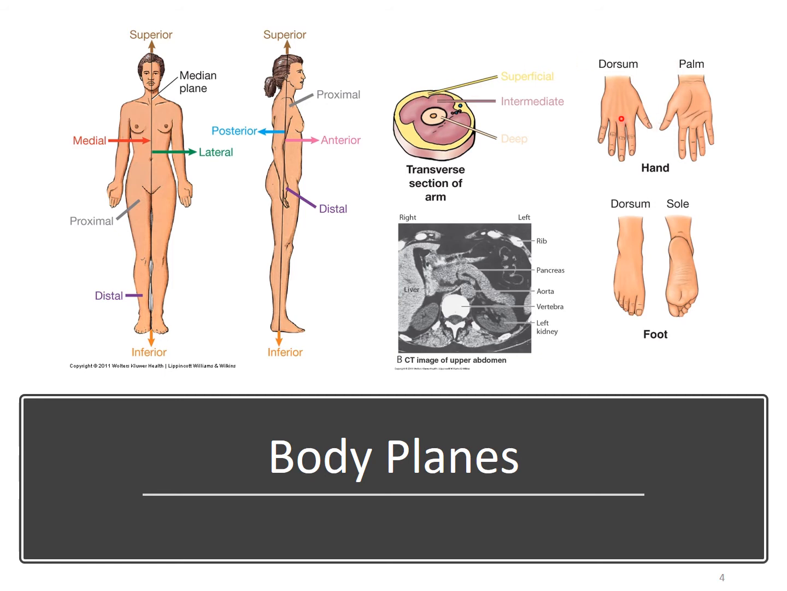On the hand, the back of the hand is actually called the dorsum, and the palm of the hand is, well, the palm. At least that one's simple. On the foot, the same thing, because feet are actually pretty similar to hands. The dorsum of the foot and the sole of the foot.